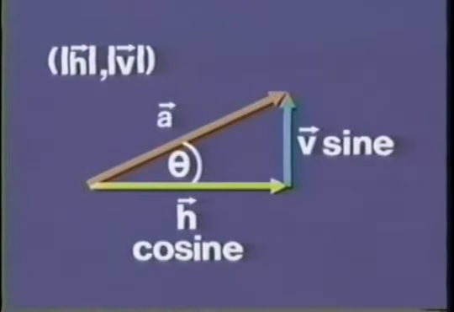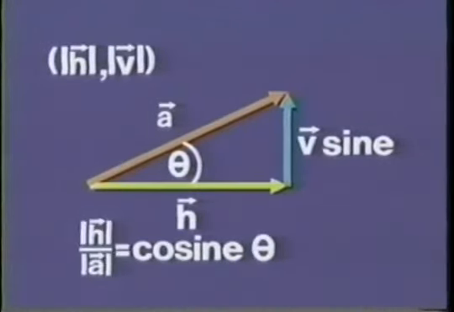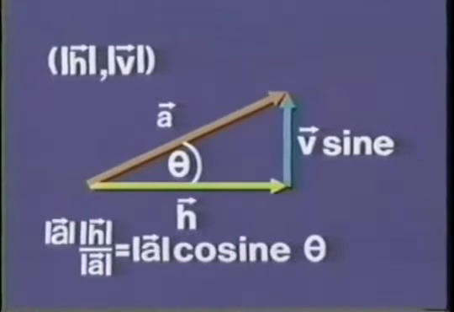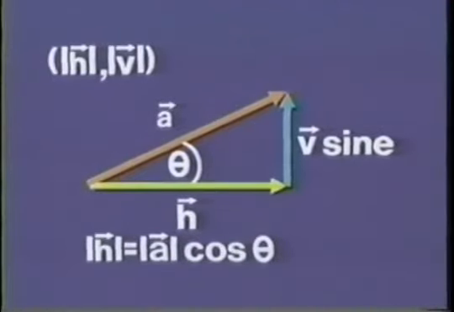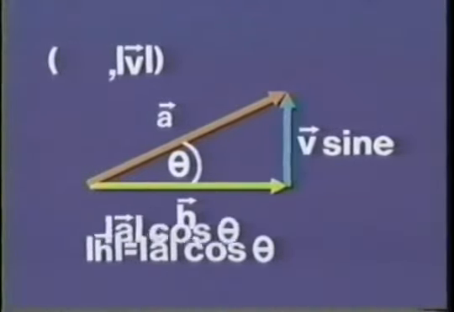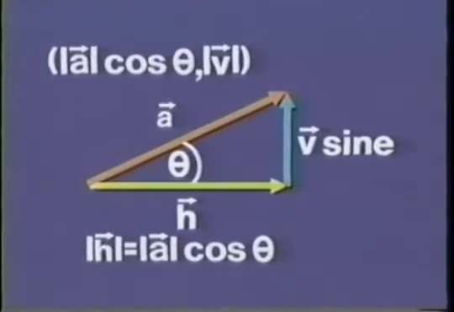To find the magnitude of the horizontal component, we'll use the cosine ratio, which is the length of the adjacent side divided by the length of the hypotenuse. So, adjacent over hypotenuse, or the magnitude of H over the magnitude of A, equals the cosine of angle theta. Multiplying both sides of the equation by the magnitude of A and simplifying, we get the magnitude of H equals the magnitude of A times the cosine of theta. The magnitude of A cos theta is the horizontal component.